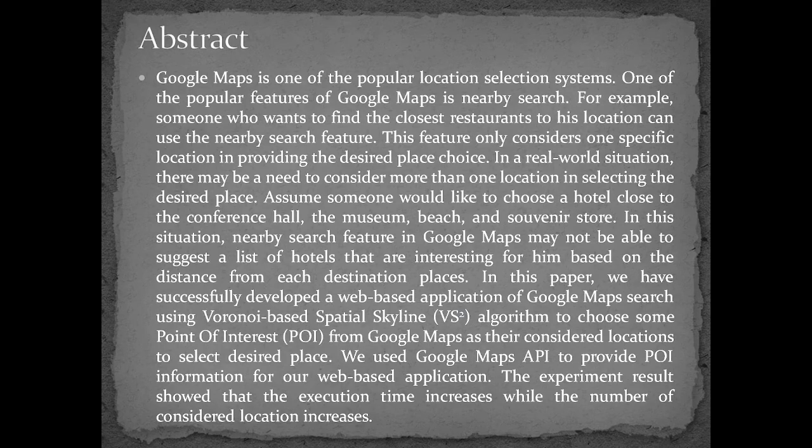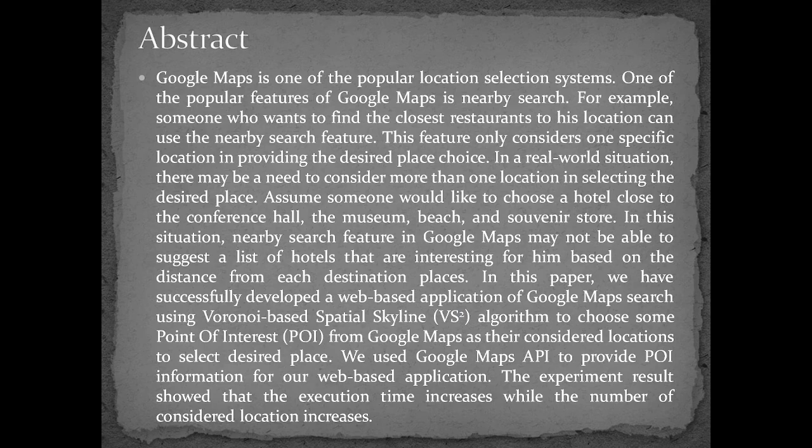The abstract of this article is: Google Maps is one of the popular location selection systems. One of the popular features of Google Maps is nearby search. For example, someone who wants to find the closest restaurant to his location can use the nearby search feature. This feature only considers one specific location in providing the desired place choice.